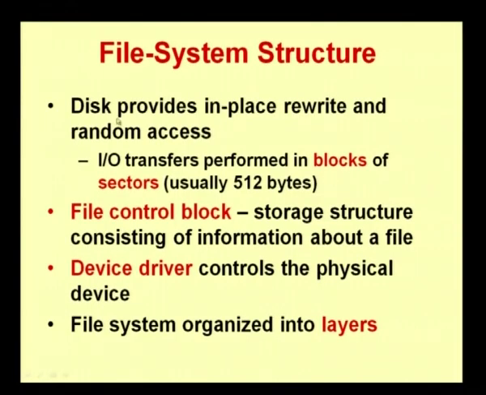Then, in this file system structure, the disk provides rewrite and random access. The I/O transfer is performed in blocks of sectors, usually of 512 bytes. And then we have a file control block and a device driver. File control block is a storage structure consisting of information about the file. I suppose you would have seen in our earlier lectures about the process control block and several blocks within an operating system. Similar to a process control block, this file control block contains all the details required for a particular file.